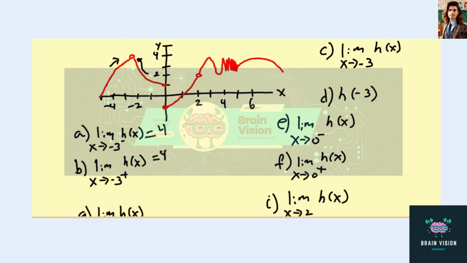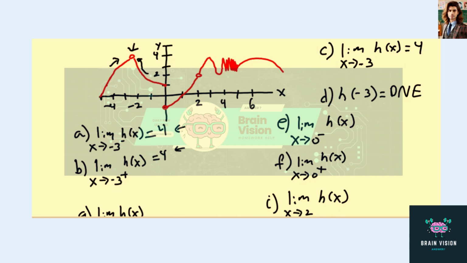Then we're asked the limit of h of x as x approaches minus 3. Well, since from the left it was 4 and from the right it was 4, then that means that the limit approaching minus 3 from either direction is 4. While h at minus 3, evaluated at minus 3, does not exist, does it? Because it is that open circle right there where there's not a value and there's not a point shown anywhere on the graph for it either.